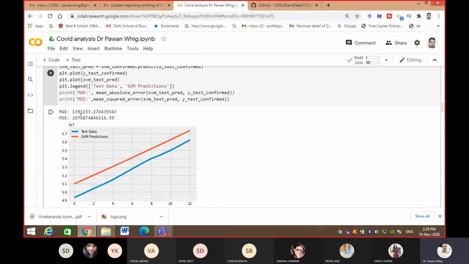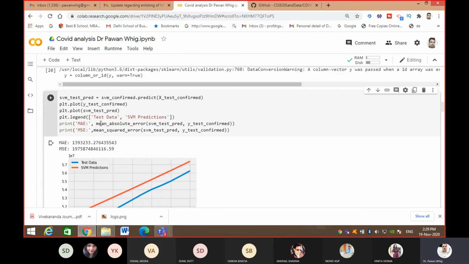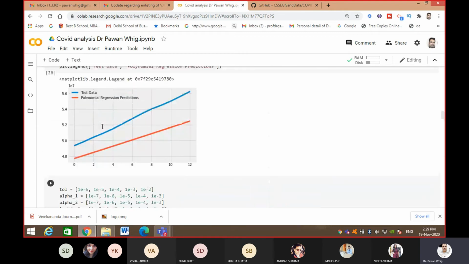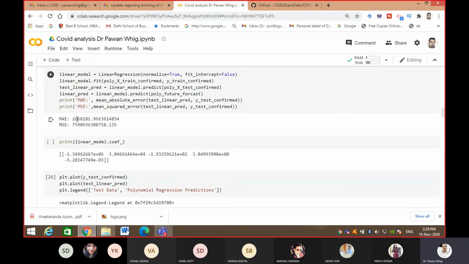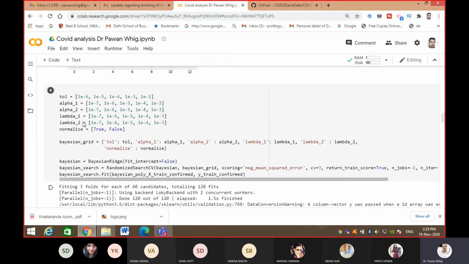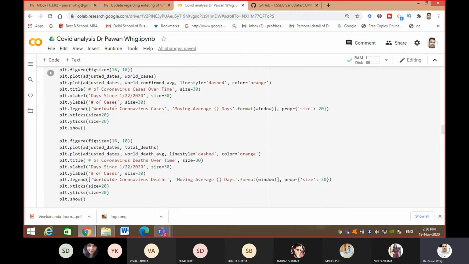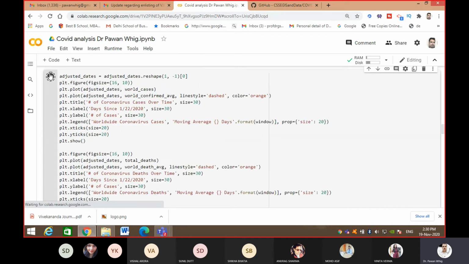In this case it is 1393233. Okay, this is with SVM, and with linear regression it is 26, which is almost double. And with Bayes it is 25, which is also almost double. So we can predict from this data set that SVM is one of the best algorithms for the prediction of COVID. Till now, out of these three, it is one of the best algorithms.